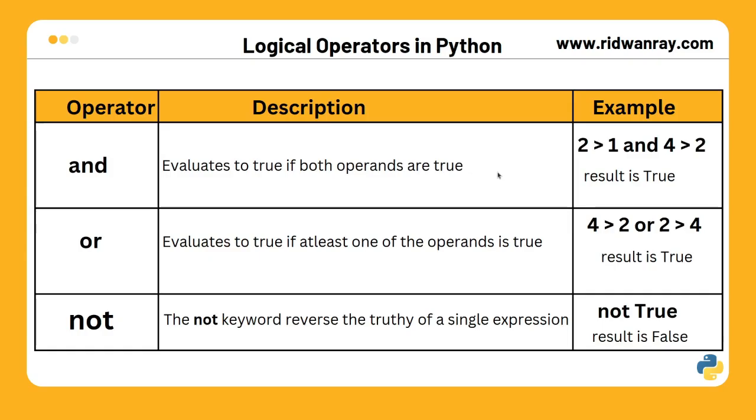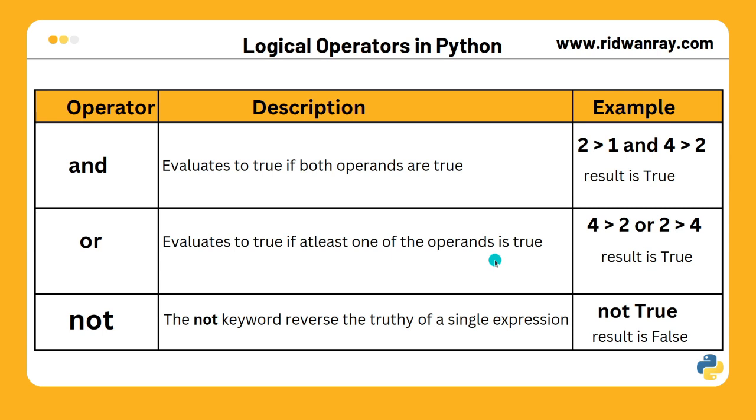Logical operators are used in conditional statements to control the flow of the program based on the evaluation of conditions. The AND operator returns true if all the conditions are true. For instance, 2 greater than 1 is true, 4 greater than 2 is true. All the conditions are true, so the result will be true. If any of the conditions is not true, the AND returns false.